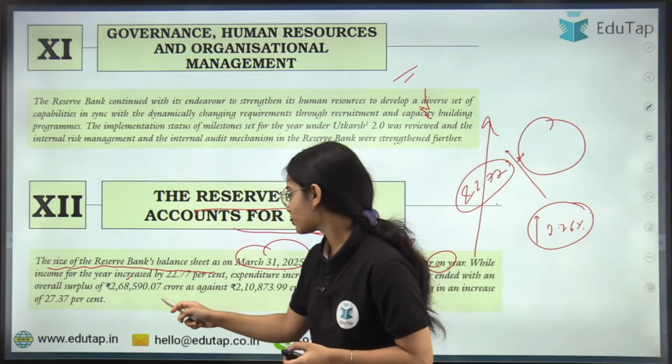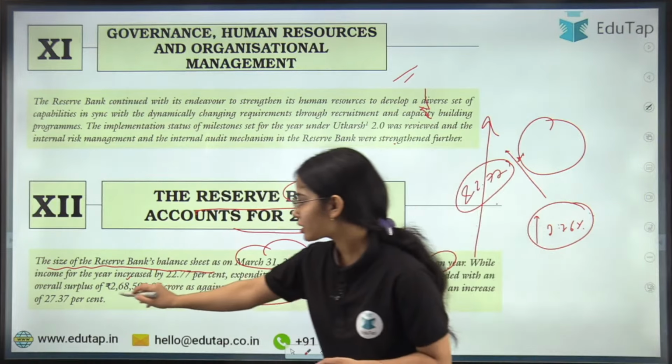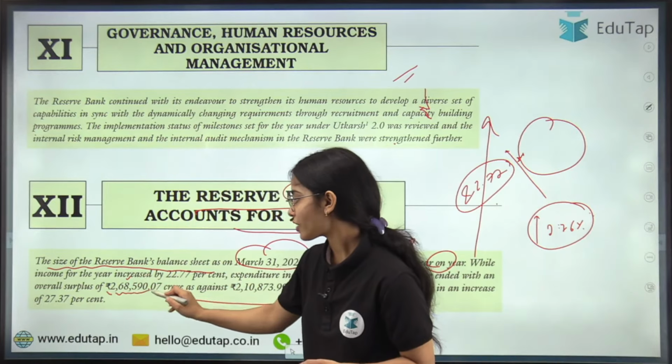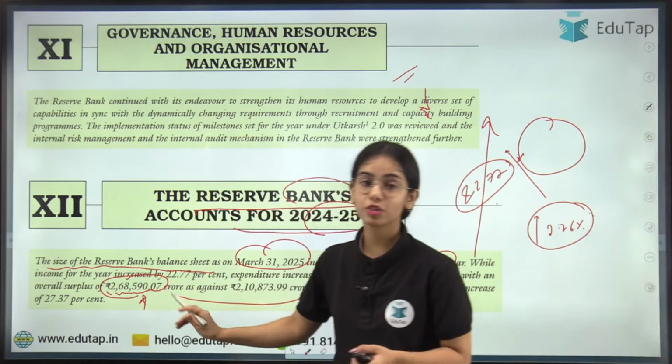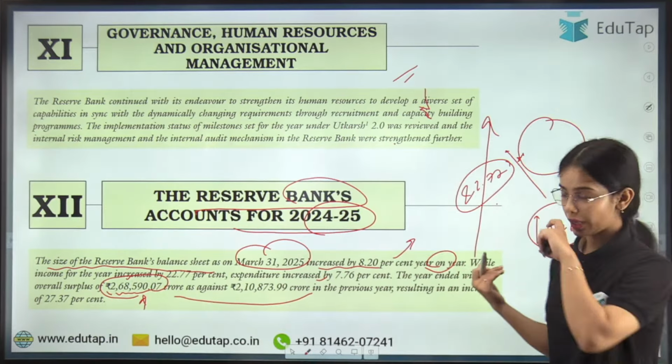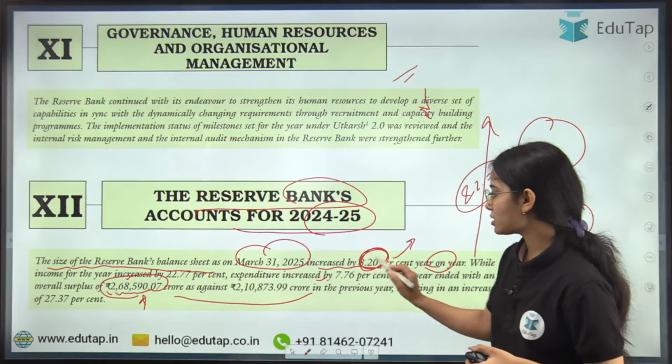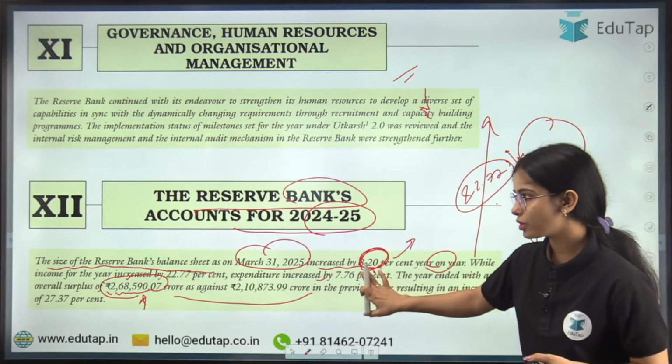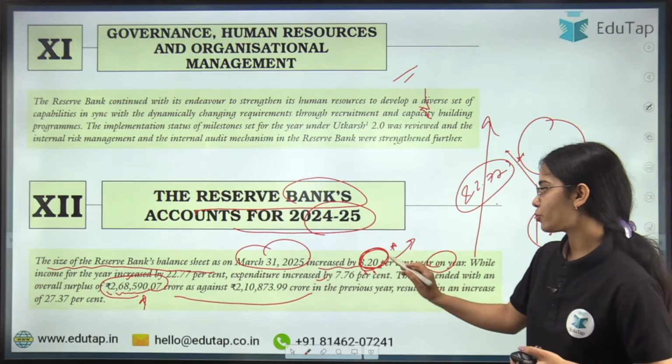So the surplus transfer of 2,68,590 crores was made to the government of India, as against 2.1 lakh crores of the previous year. Now the only important data here is that the balance sheet has increased in size by 8.2%.